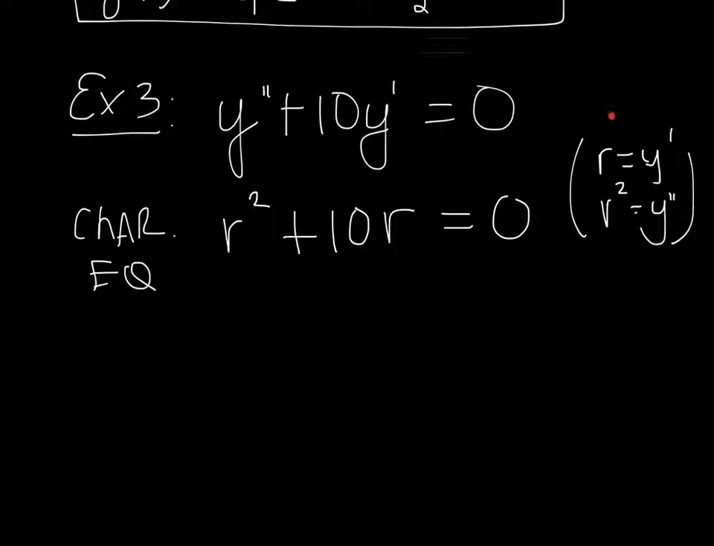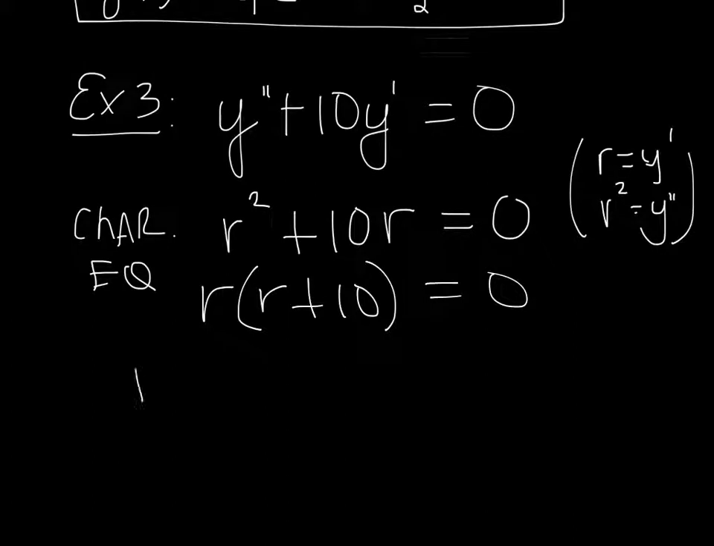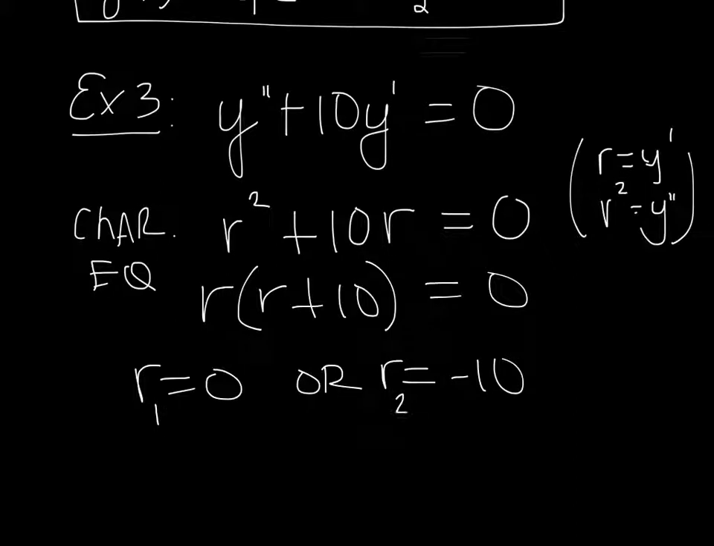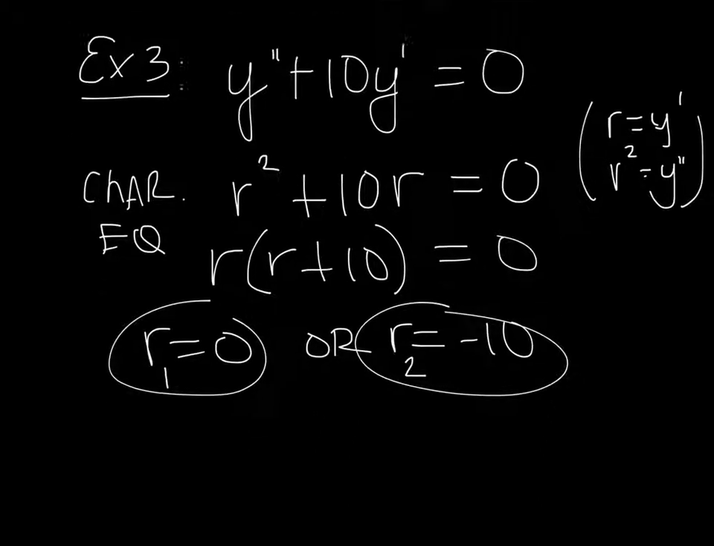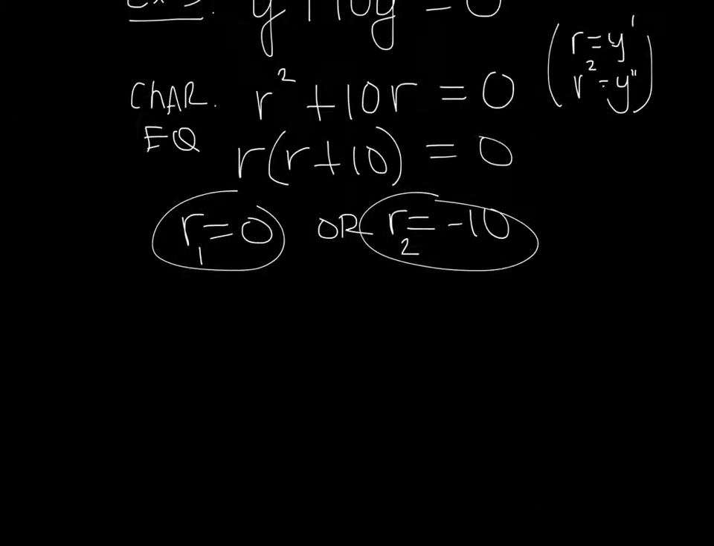And again, we want to write it as a polynomial because we know how to work with polynomials. They're easy to factor, if, of course, factorable. So here we can take out a greatest common factor of r, and then we're left with r plus 10. Our zero factor property says either r is 0 or r is equal to negative 10. I'll name this r1 and this one r2. Now that I have my roots, I can write a general solution.